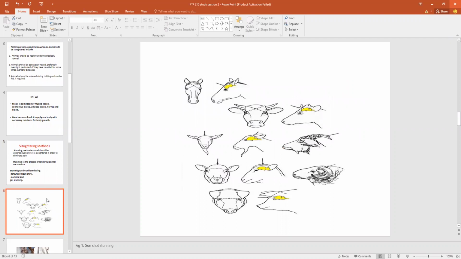Okay, this is the method of gunshot. At the forehead of the animal, you apply the gunshot. When you apply the gunshot, the animal will be unconscious. While the animal is unconscious, you can now slaughter the animal with ease, without issue.